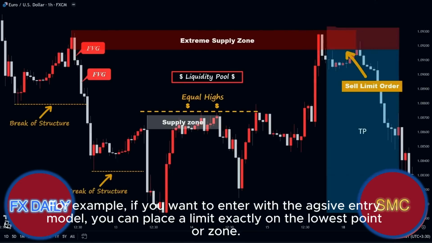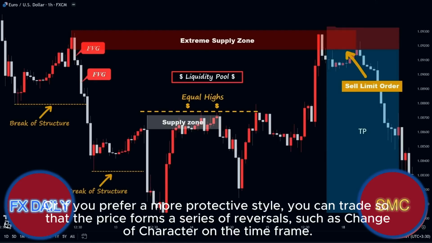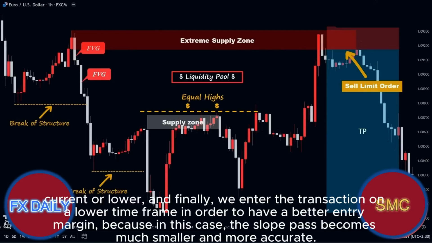For example, if you want to enter with the aggressive entry model, you can place a limit exactly on the lowest point or zone. Or if you prefer a more protective style, you can wait for the price to form a series of reversals, such as a change of character on the current or lower time frame, and finally enter the trade on a lower time frame to have a better entry margin, because in this case the stop loss becomes much smaller and more accurate.